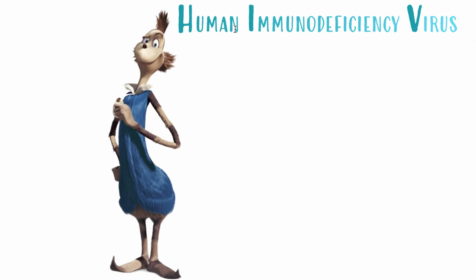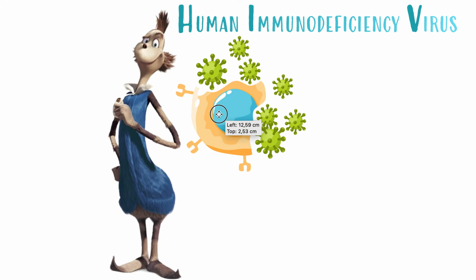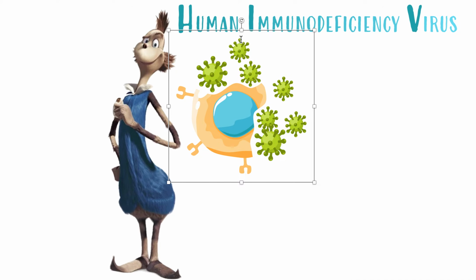So HIV is called the human immunodeficiency virus. Why? Because it acts on humans and it makes you immunodeficient. That means your immune system becomes deficient, meaning not efficient, after you get infected by this virus. Let me show you how. Let's say these are the HIV viruses, the human immunodeficiency virus. What it does is it acts on T cells.